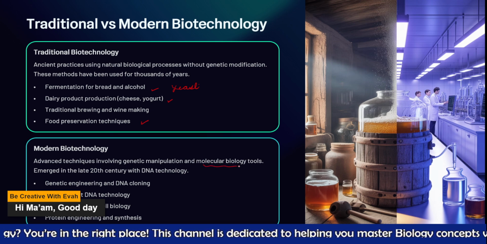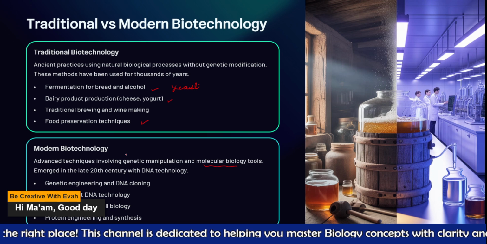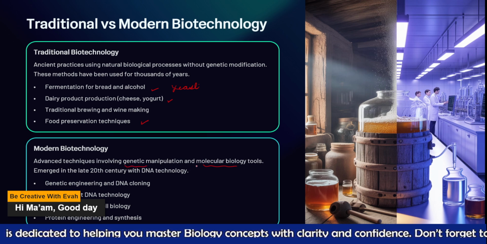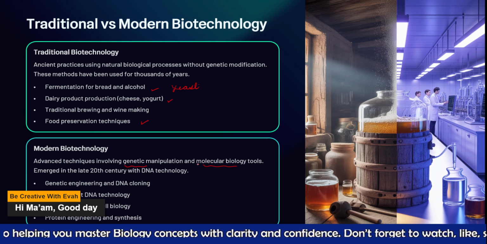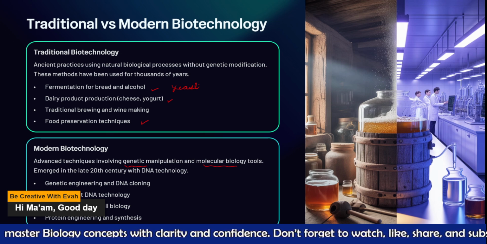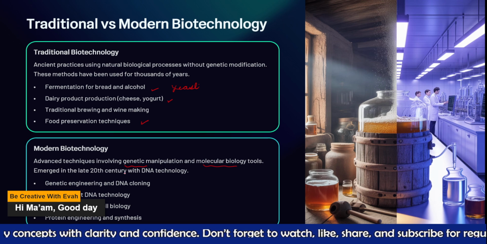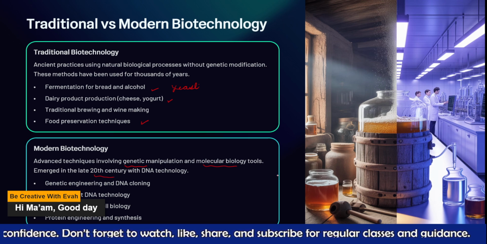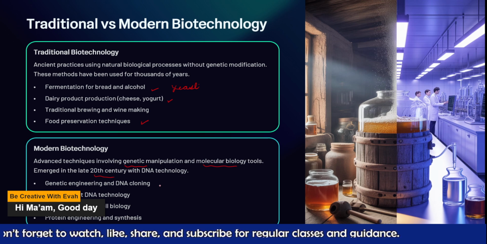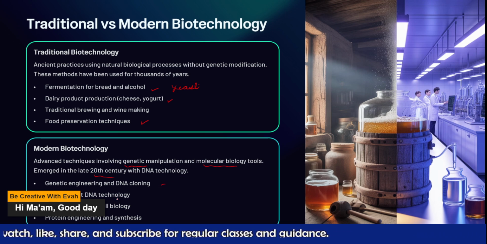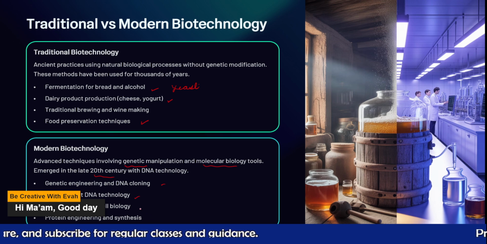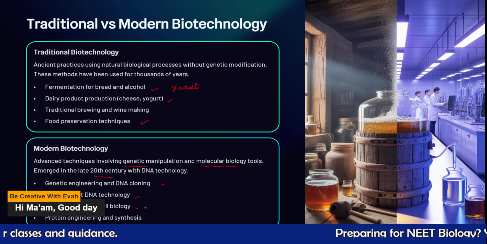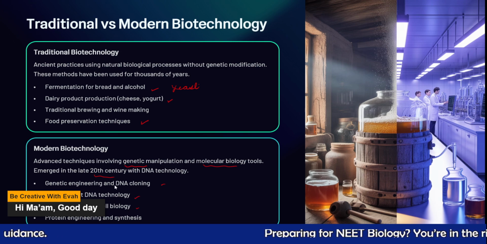Molecular level means we are manipulating the genes. Genetic manipulation will be done, which results in the production of certain products which are very useful to humans. So this emerged in the late 20th century. In this biotechnology, we will discuss genetic engineering, DNA cloning, recombinant DNA technology, tissue culture, cell biology, protein engineering, and protein synthesis. All those are involved in modern biotechnology.